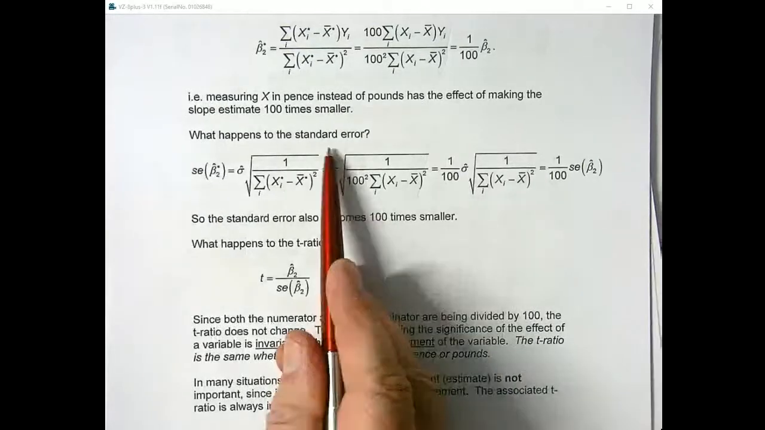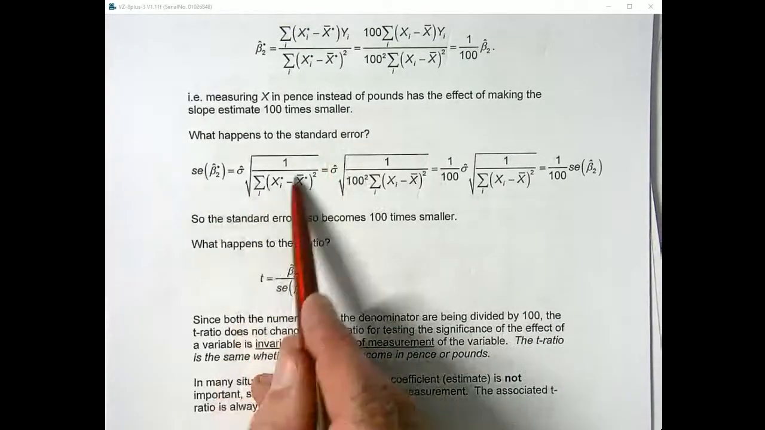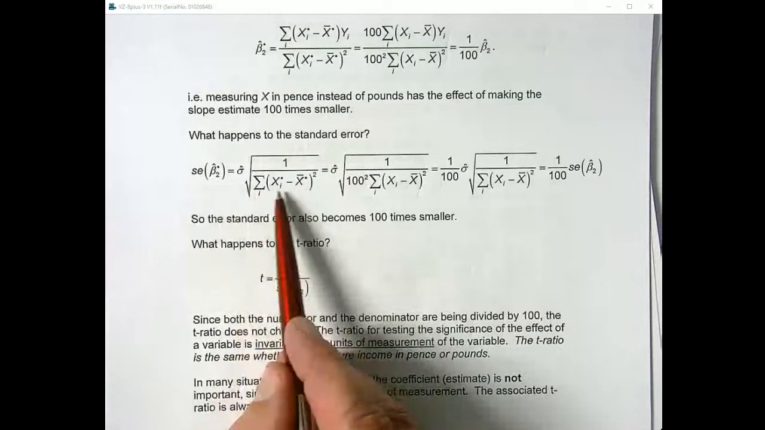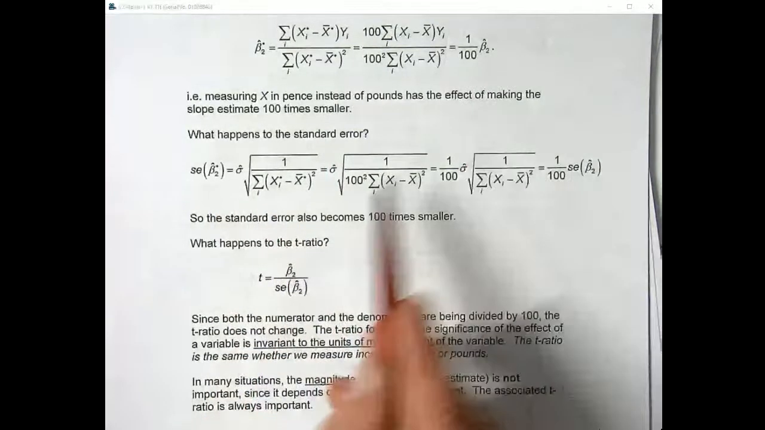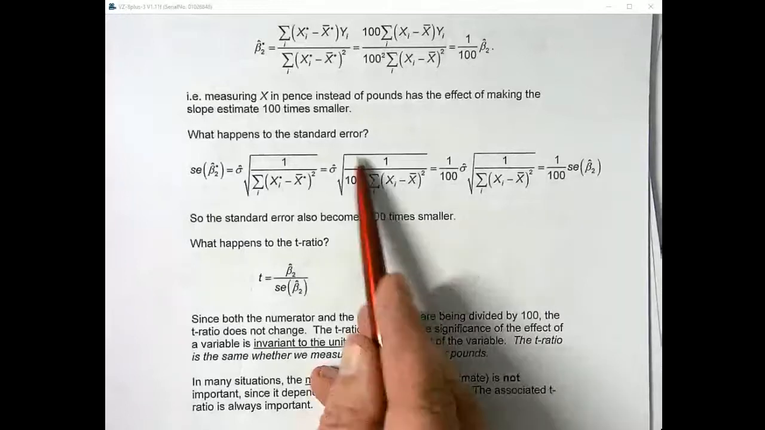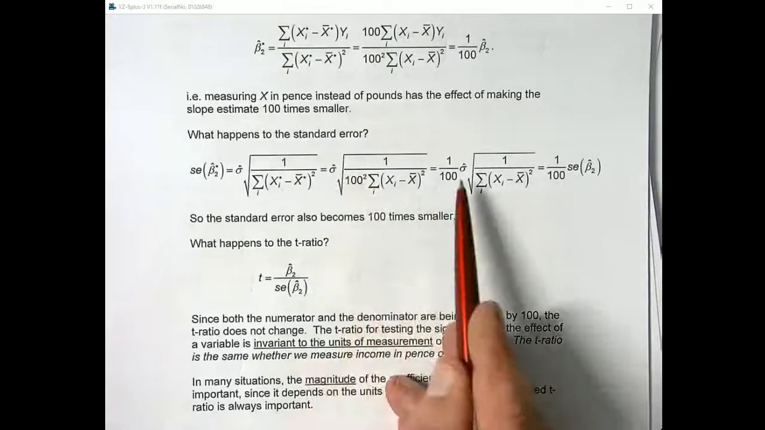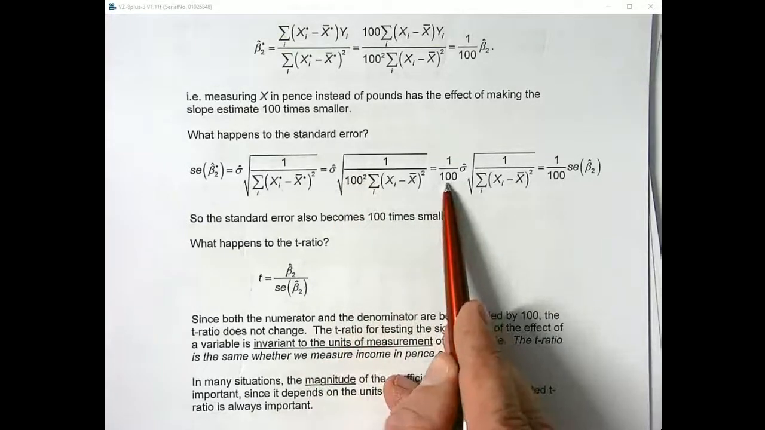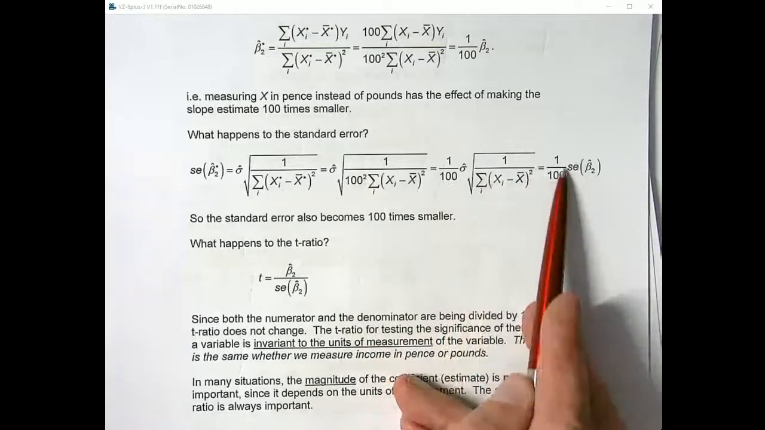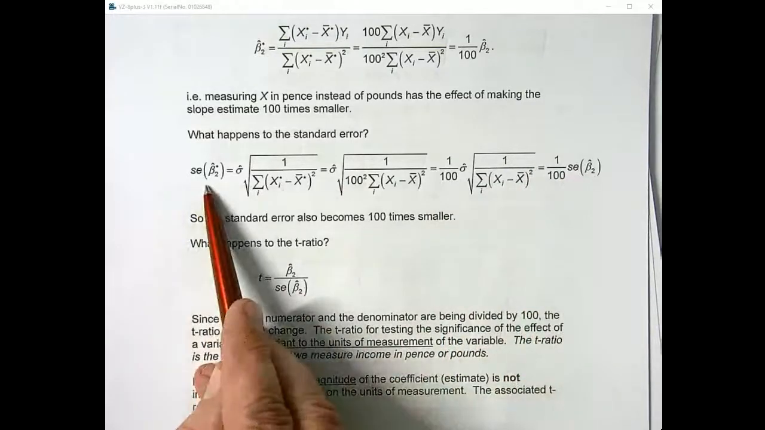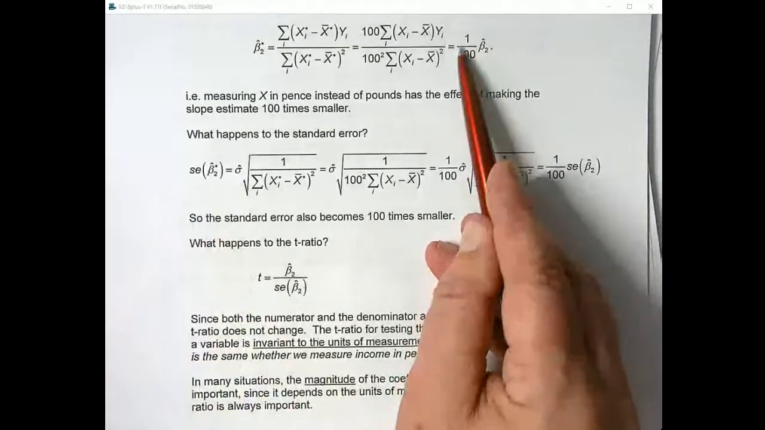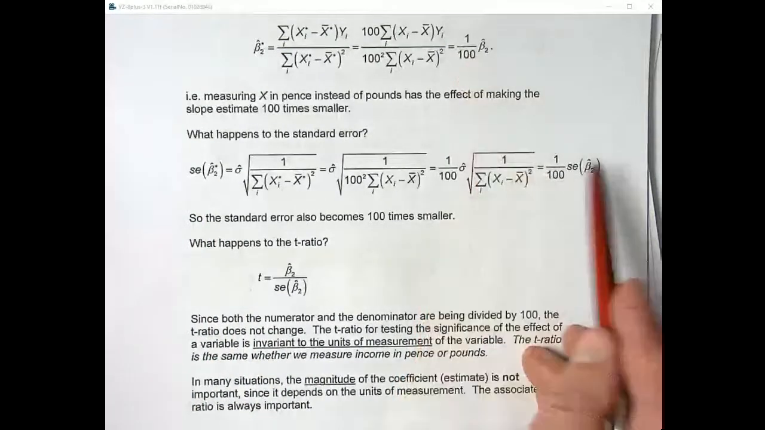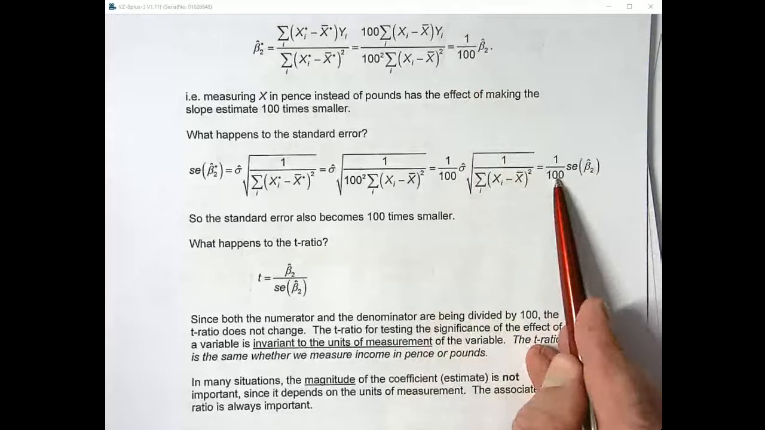What happens to the standard error? The standard error is given by this formula here. And if we use pence instead of pounds, a similar thing happens. We get 100 squared here, but it's inside a square root, so we're basically dividing by 100 from what we had before. So when you use pence instead of pounds, the slope estimate becomes 100 times smaller, and the standard error becomes 100 times smaller as well.